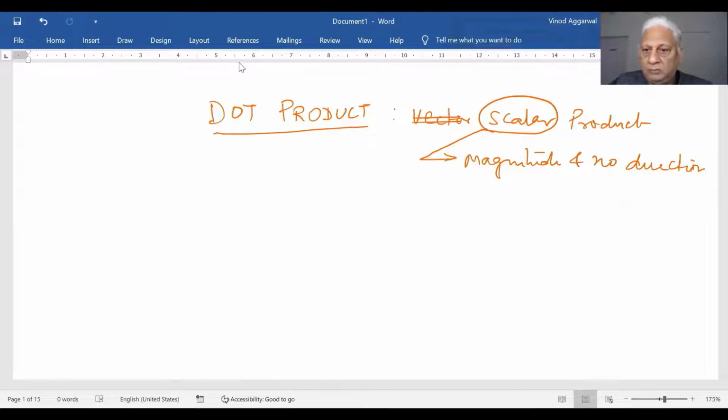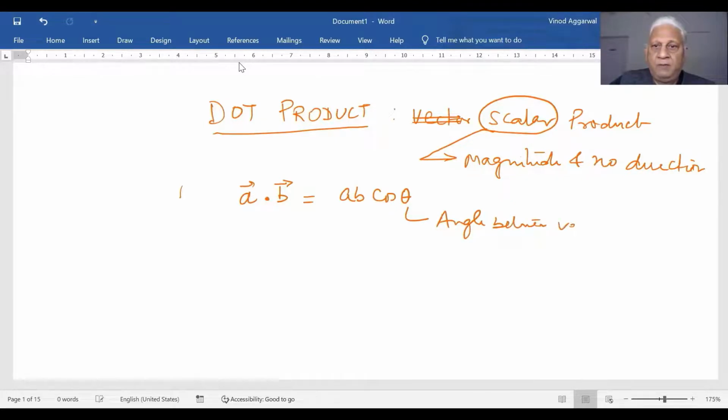Now, how is it represented? It is represented like this: A dot B, which is equal to A times B cos theta, where theta is the angle between vector A and B. Okay, so there is no direction. That's all to it. We have magnitude A, magnitude B, multiplied by the cos of the angle between them. That's about it.